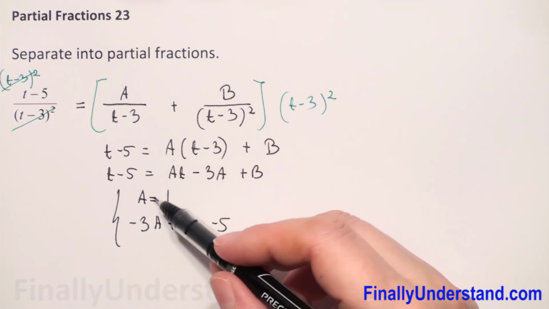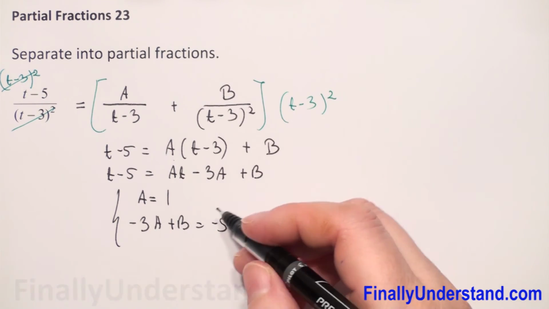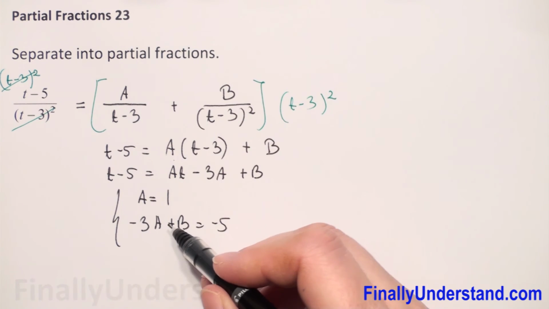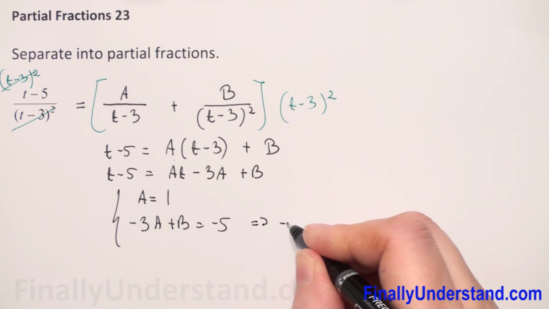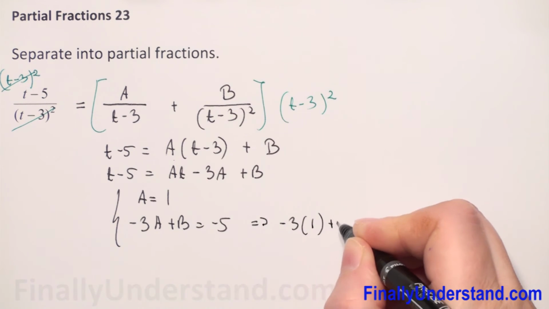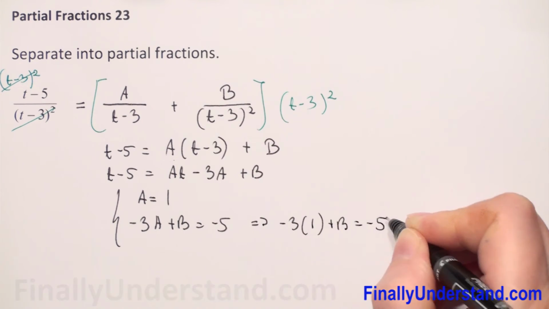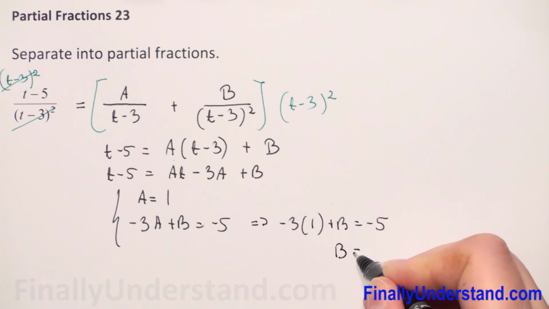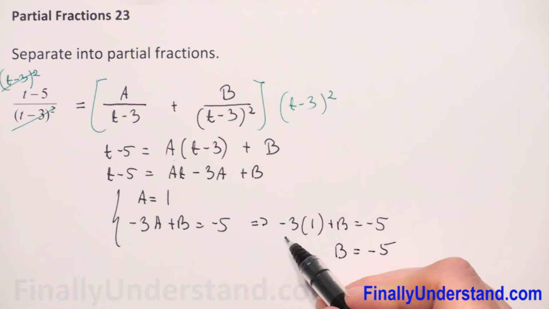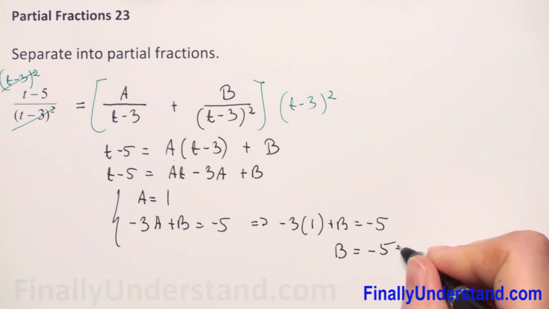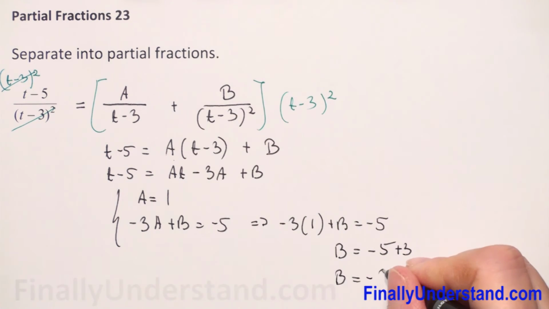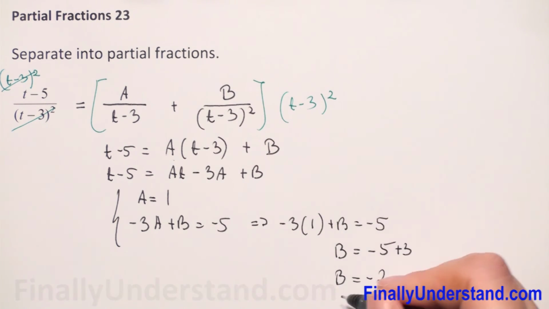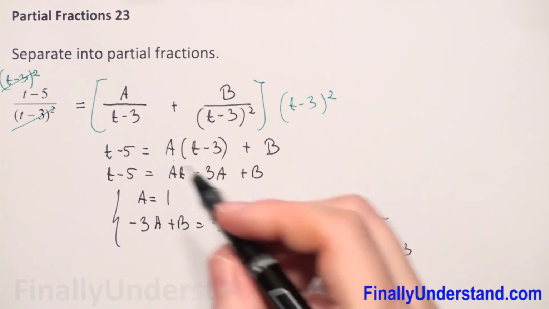A is equal to 1 already, so now we just substitute A by 1 in the second equation. So we will have negative 3 times 1 plus B is equal to negative 5. Negative 3 times 1 is negative 3. We move it to the other side, so it will be positive 3. So B is equal to negative 2. So we found A and B.